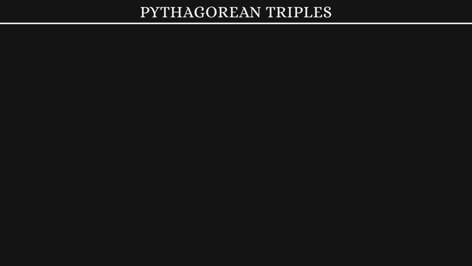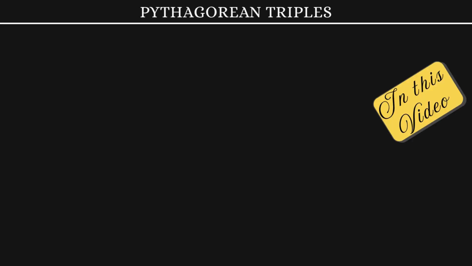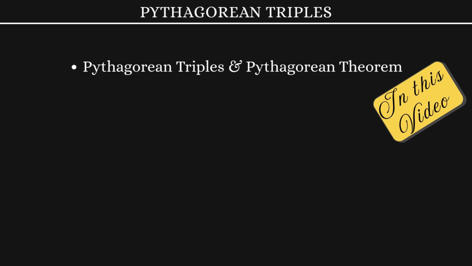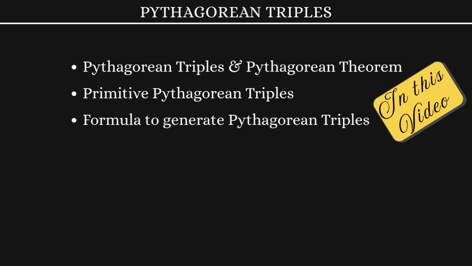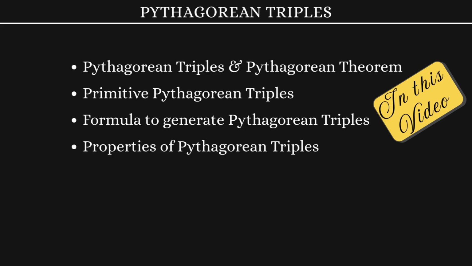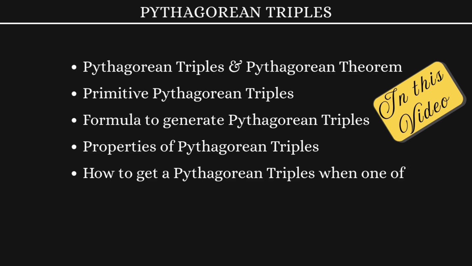Let's learn about Pythagorean triples. You'll be learning about the relationship between the Pythagorean triples and the Pythagorean theorem. Then we learn about primitive Pythagorean triples, then the formula to generate them. Then we learn some properties of the Pythagorean triples. And finally, we'll understand how to find the Pythagorean triples when one of the numbers is given. So let's get started.